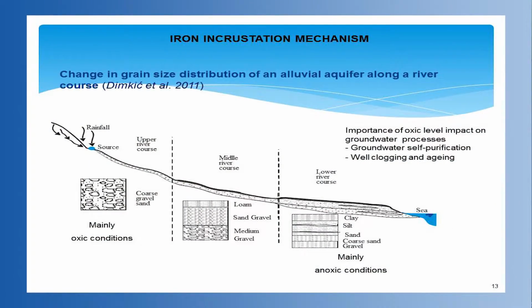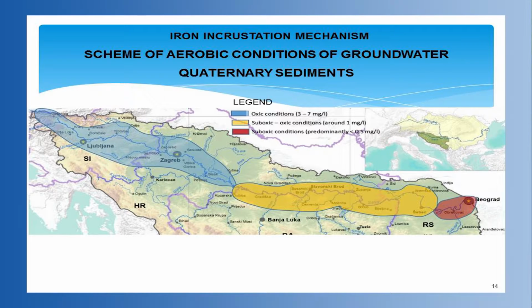Yesterday's picture, the longitudinal profile of one river alluvium. The first part, the upper part, is mainly oxic condition. You see the downstream part, you have mainly anoxic condition and a tiny material. The upper part has very coarse material. Here is the river Sava. It's interesting.